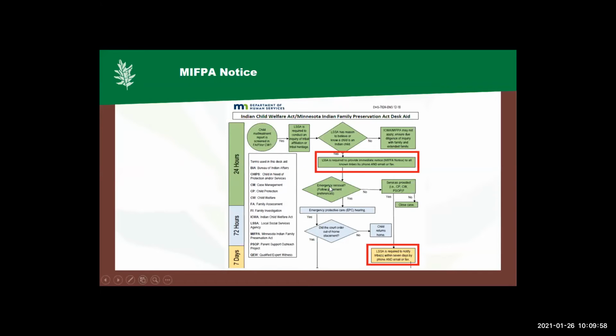This flow chart is also listed in the links to the resources that we hope to have posted on that online resource page for all attendees to look at. The lead social service agency is required to provide immediate notice, or MIFPA notice, to all known tribes by phone and email or fax. And then for child welfare cases, within 7 days, following the same procedure with that initial phone call and then a follow-up email or fax.